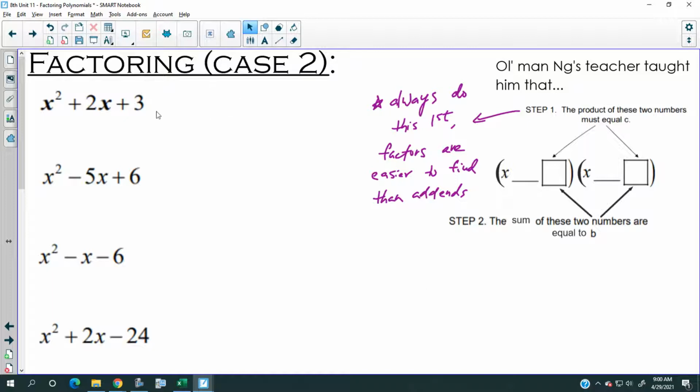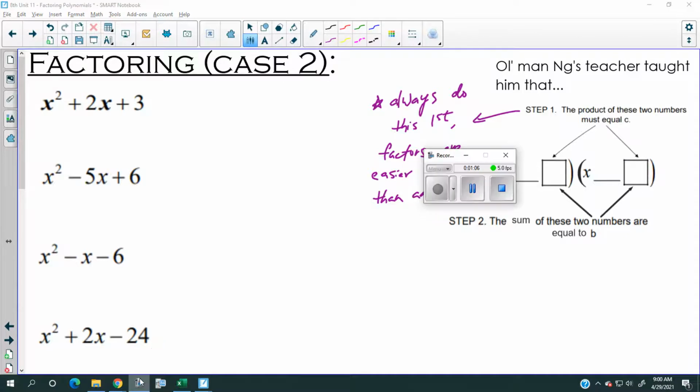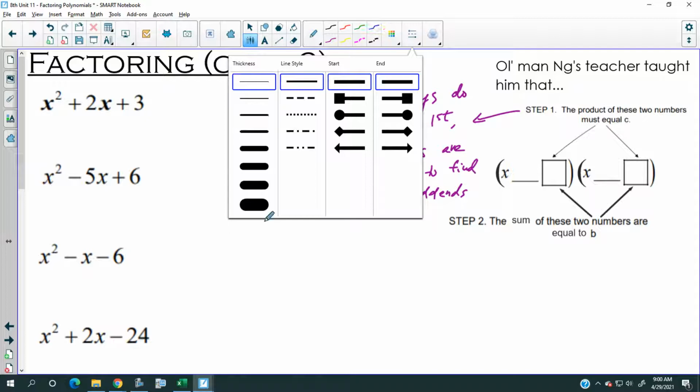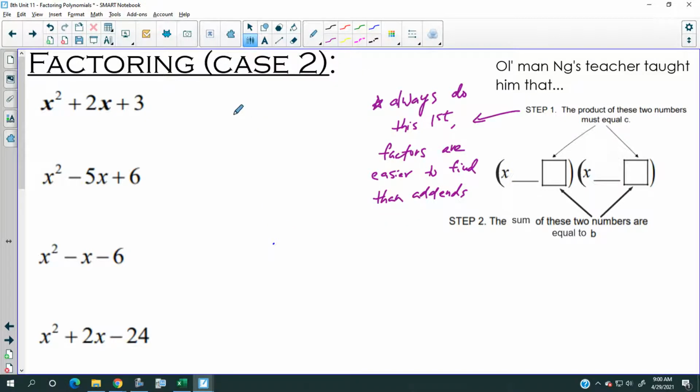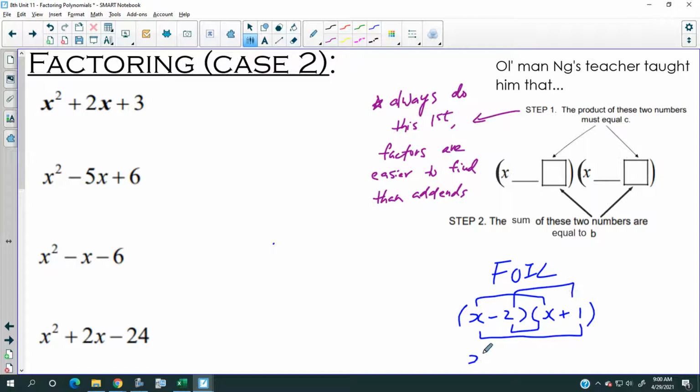Now, here's how we got to this point. Let me make sure I'm recording. In the last unit, unit 10, which is almost a month ago now, let me do it on the side, we did FOIL, which means if I were to give you something like this, I don't know, something like that, you would multiply them using FOIL: first, outside, inside, last, and then at the end, you get yourself a trinomial.